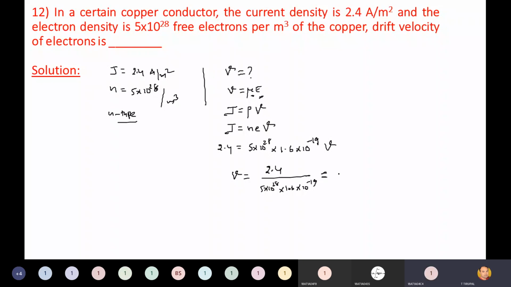0.3 nanovolts. Nano, 10 power minus 9. Is it volts or volt per meter? It's not voltage, no. It is drift speed or drift velocity. Drift velocity is in meters per second. So V is equal to 0.3 nanometers per second, not volts. Got it, all of you?